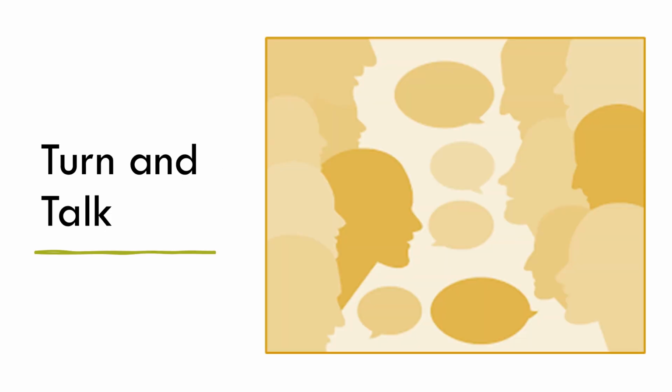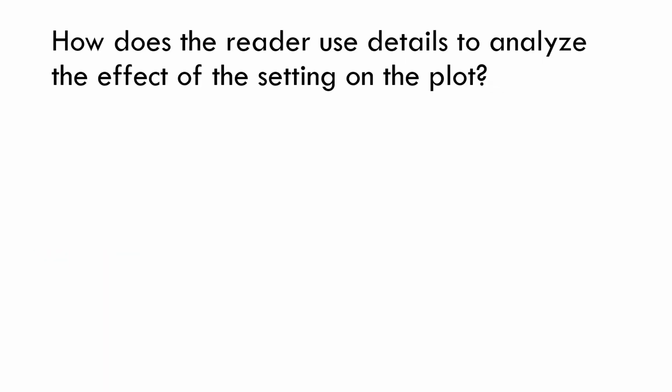We're going to discuss the model to check our understanding of the process of applying a skill in text. How does the reader use details to analyze the effect of the setting on the plot? Please pause this video and open your copy of the Google Doc Plot. You will write your response on the Google Doc because you don't have a partner to discuss your response. When you have completed your response to question number 3, please resume this video.